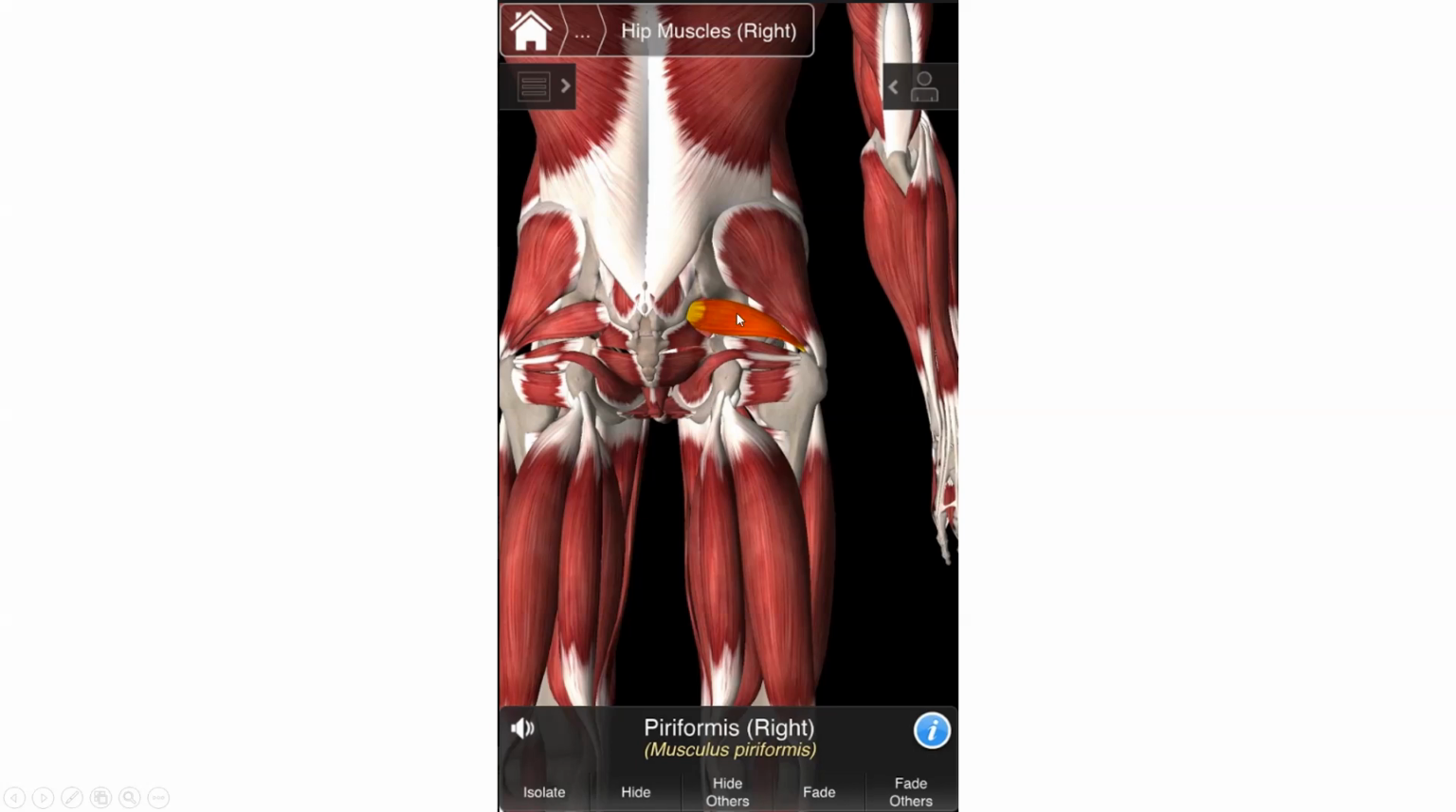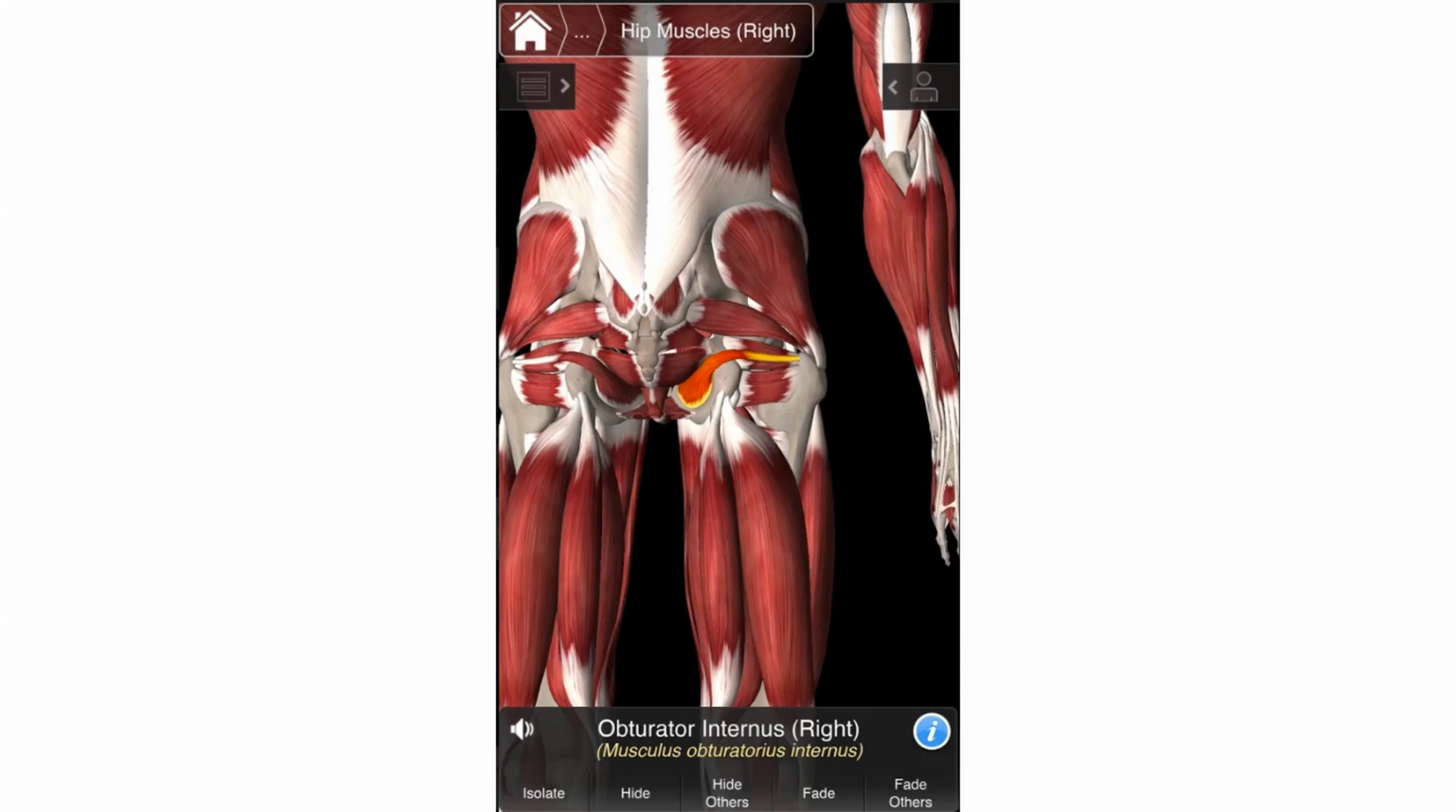Then we move from piriformis inferiorly, and we get to the superior gemellus. Superior gemellus, again, is going to be an external rotator. Again, you don't have to know this part, but it originates from the ischial spine and then inserts onto the greater trochanter. Its action is external rotation at the acetabulofemoral joint.